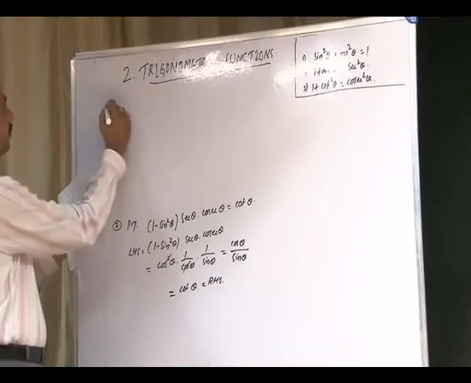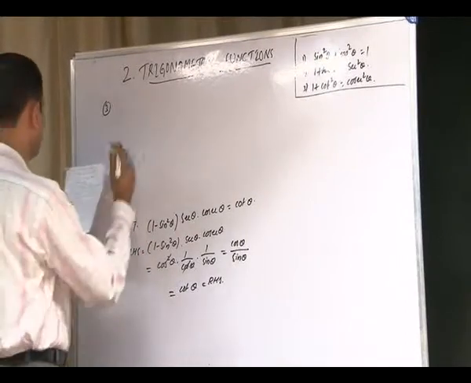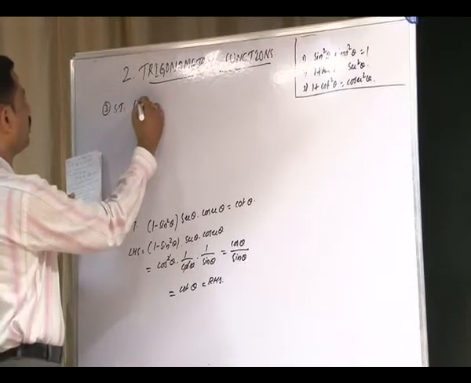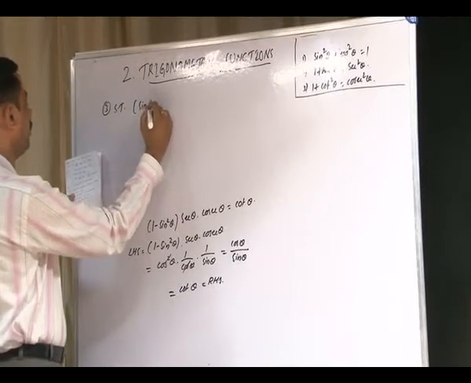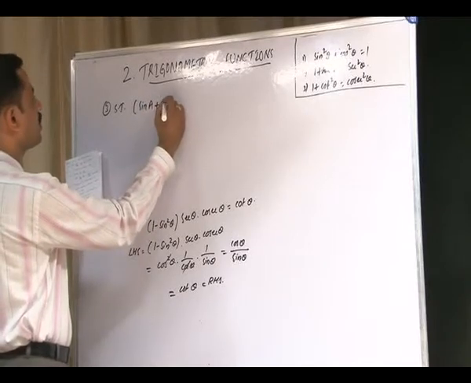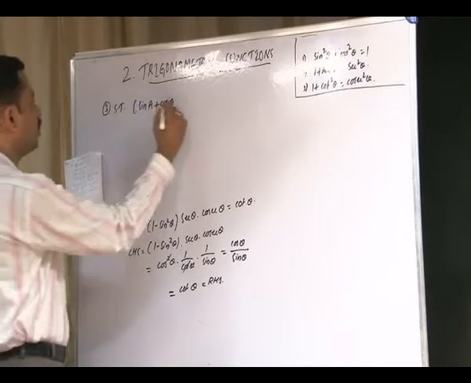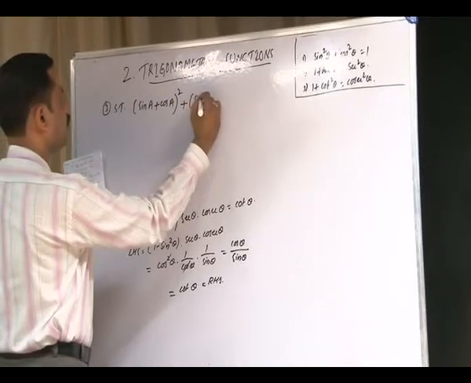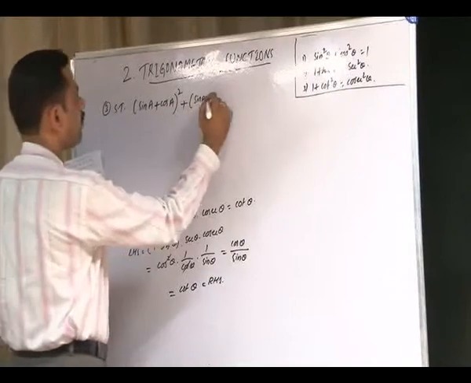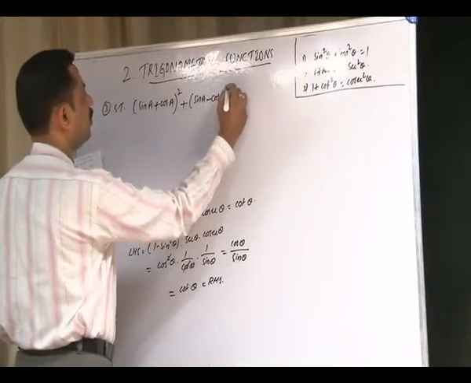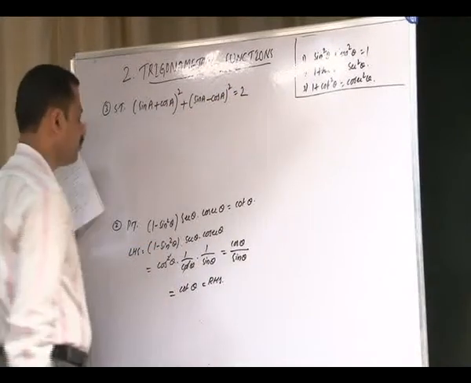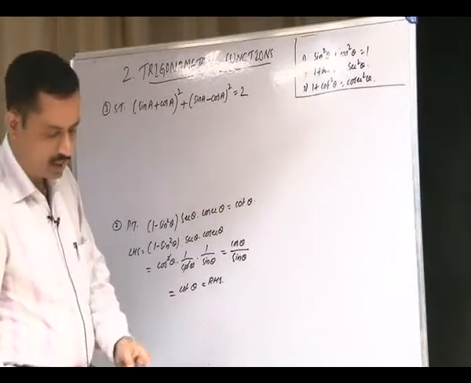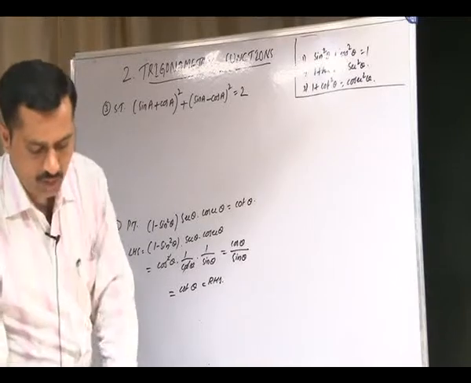Third one. Show that (sin A plus cos A) whole square plus (sin A minus cos A) whole square is equal to 2.